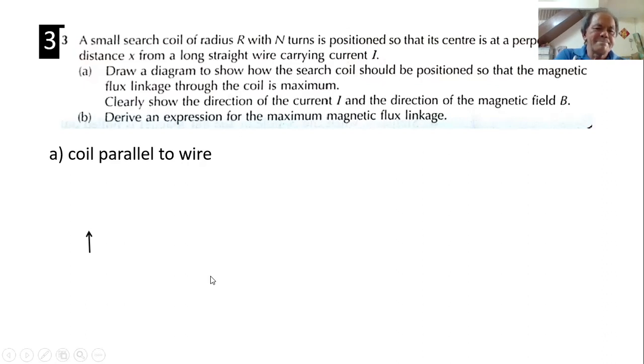Draw a diagram to show how the search coil should be positioned so the magnetic flux linkage to the coil is maximum. How do you position the search coil with respect to the wire so that the flux linkage is maximum?